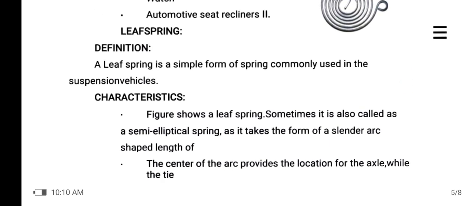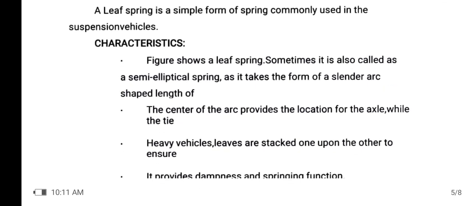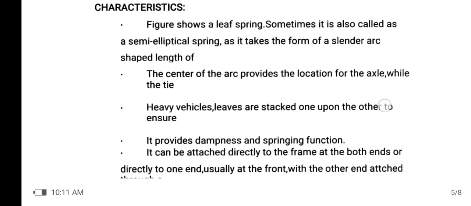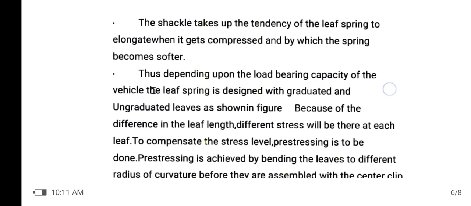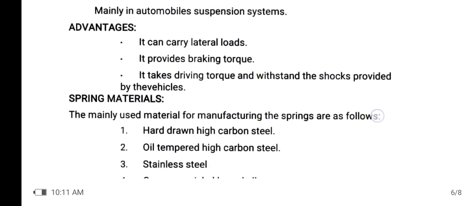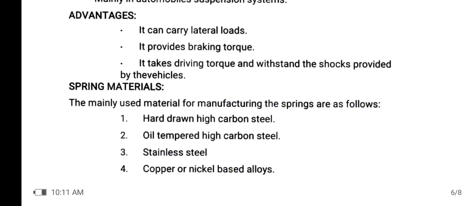Then the leaf spring. A leaf spring is a simple form of spring commonly used in vehicle suspensions. Characteristics: the center of the arc provides the location for the axle, while for heavy vehicles the leaves are stacked one upon the other. Advantages: it can carry lateral load and provide braking torque. It takes driving torque and withstands the shocks provided by the vehicles.